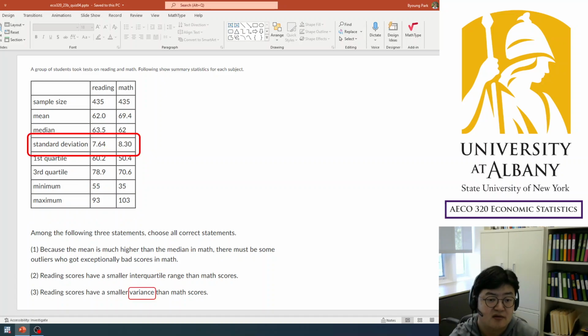Okay. Third, reading scores have a smaller variance than math scores. Even though variance is not given in the table, basically the variance is standard deviation squared. So if you compare standard deviation, then you can conclude which has smaller variance, right? Because reading has smaller standard deviation, that implies reading has smaller variance too. So this is also correct. So the second and the third statements are correct.